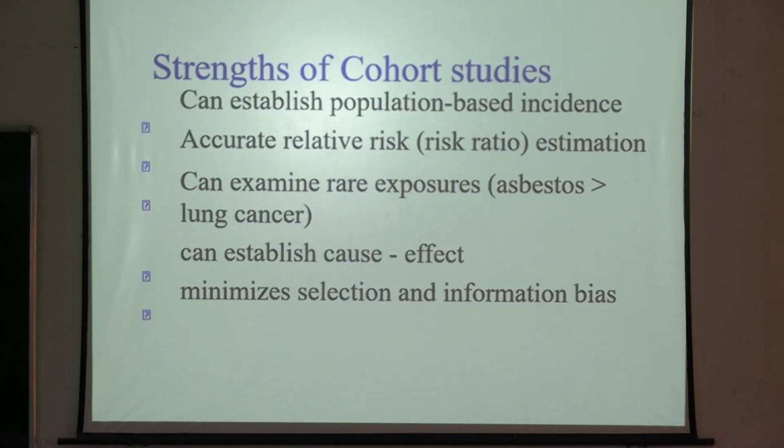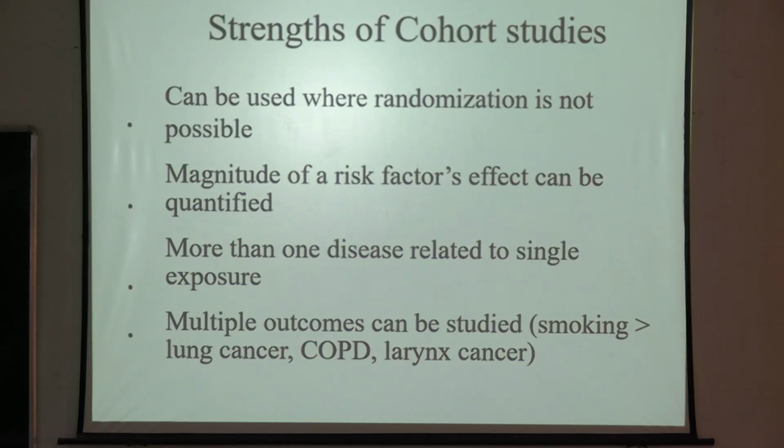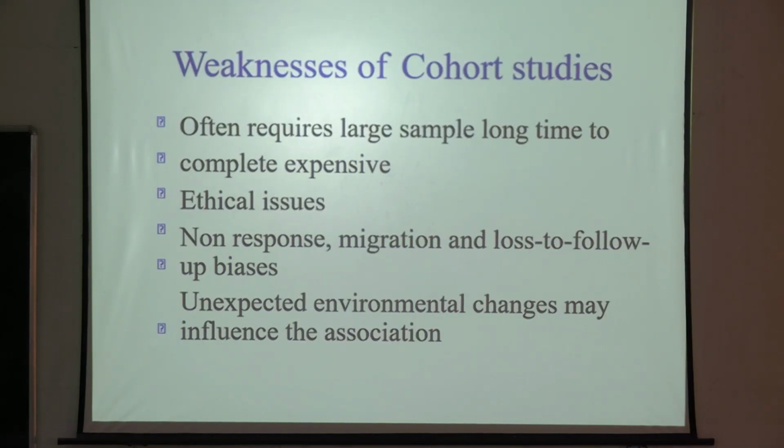Strengths of cohort study: can establish population-based incidence, accurate relative risk, can examine rare exposure, can establish cause and effect, minimizes selection and information bias. It can be used where randomization is not possible. More than one disease related to a single exposure, and multiple outcomes can be studied, like smoking, lung cancer, COPD, etc. Weakness: it requires a large sample.